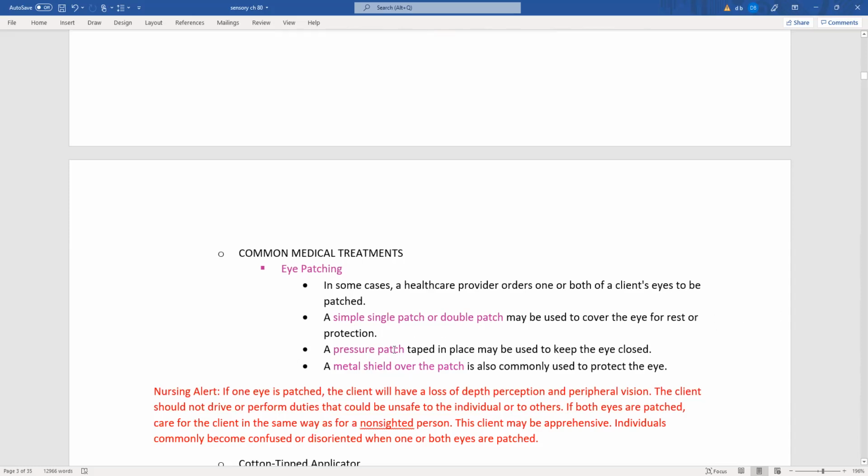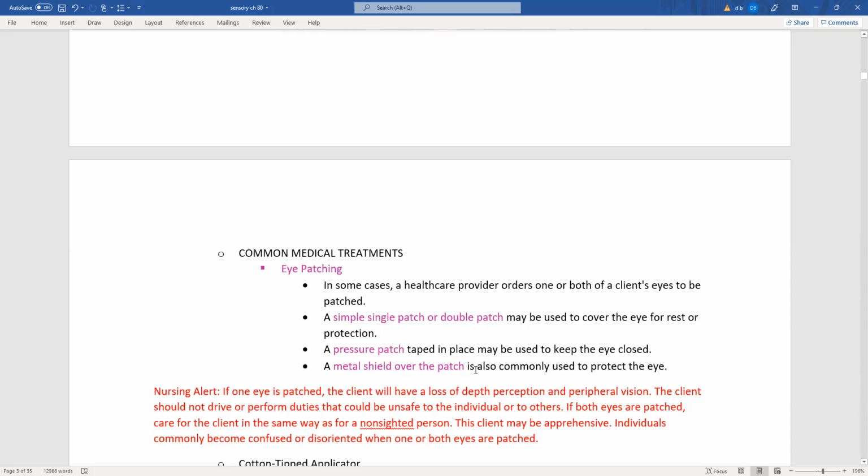A pressure patch is taped in place and may be used to keep the eye closed. That pressure patch is going to be taped in place, and we may use it to keep the eye closed. We put a little pressure on there so we keep that eye closed. Then there is a metal shield over the patch.